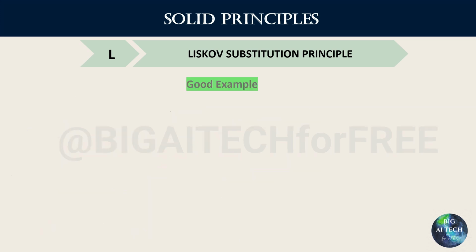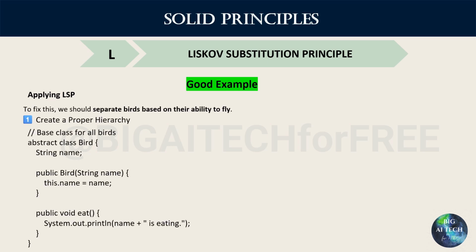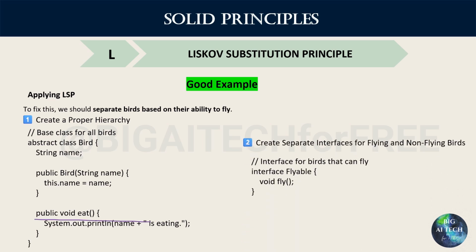What's the good way to do this? To fix this, we should separate birds based on their ability to fly. So create a proper hierarchy here. This is the base class, right? So an abstract bird, an abstract class, which takes a bird name and provides a method called eat. A bird can eat, right?